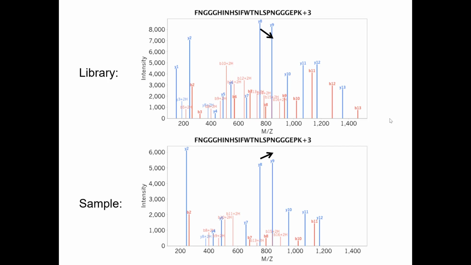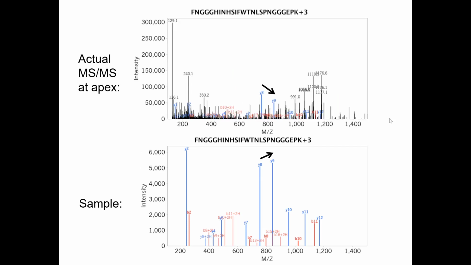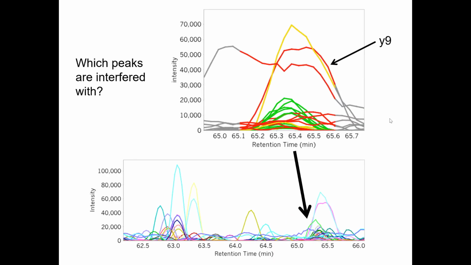The fragment of another peptide contributed to the Y9. Yeah. So in this particular case, what we see at the apex of this spectrum is that Y8 is higher than Y9 rather than in the sample. This indicates that there's a contamination of that measurement. And let me show you what that contamination looks like.